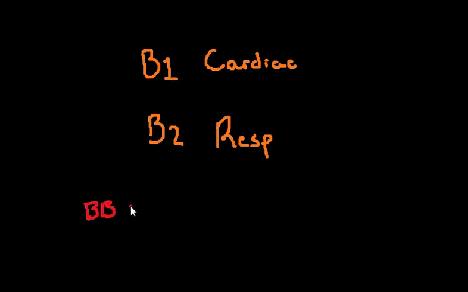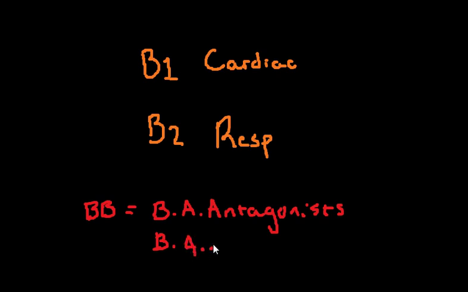Another name for beta blockers is beta adrenergic antagonists. Beta blockers and beta adrenergic antagonists are the same thing. There's something opposite of antagonist, and that would, of course, be an agonist. So a beta adrenergic agonist does the opposite.